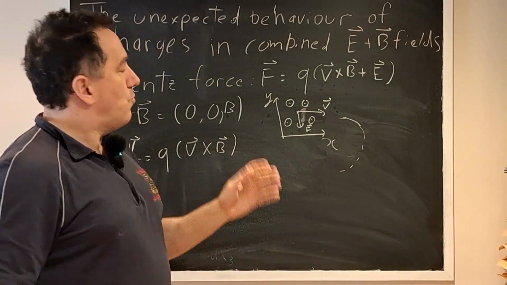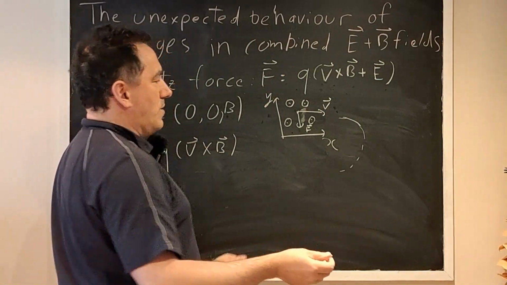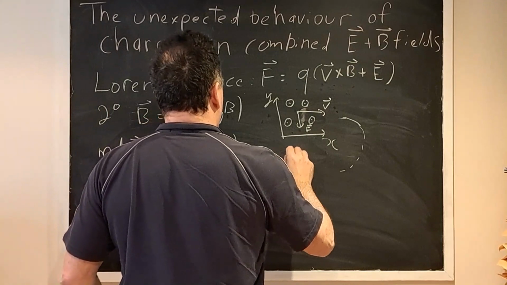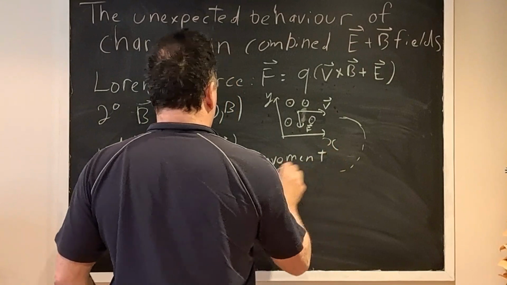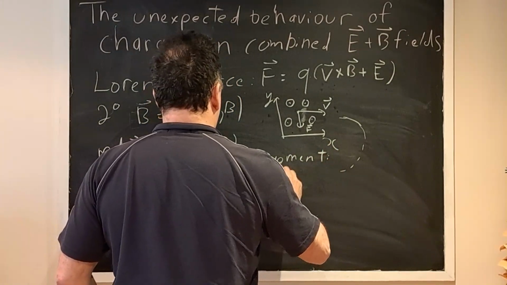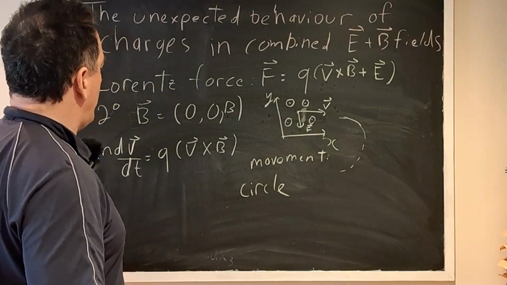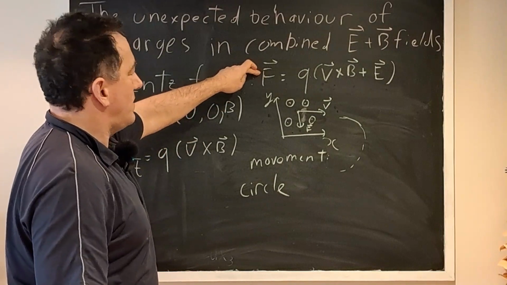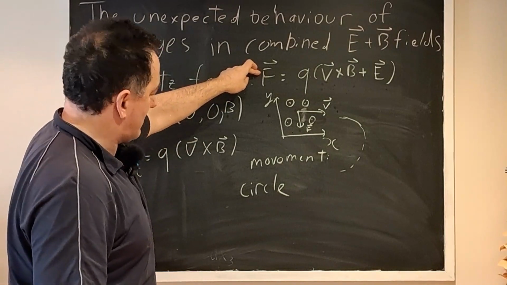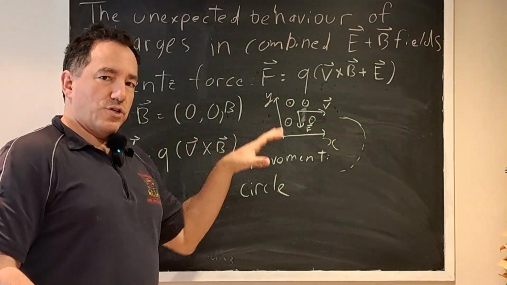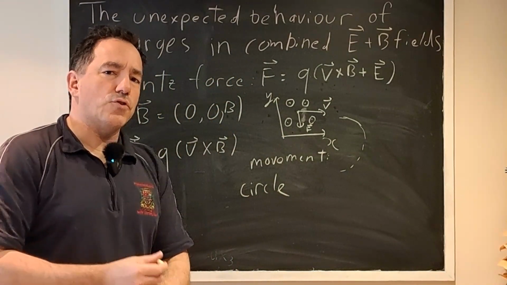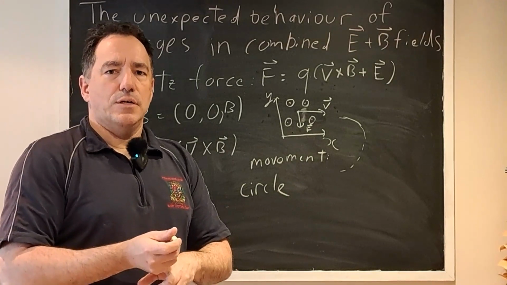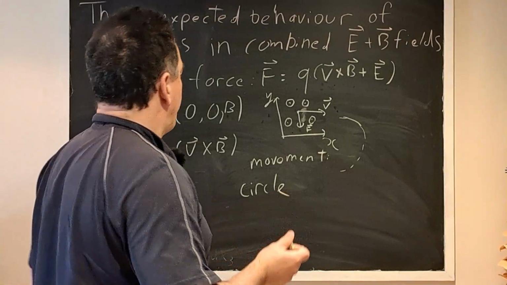So we know that the movement of this particle will be a circle. Now, if we have a circle, we know that the force here is equal to the centripetal acceleration times the mass. So we can use these equations to get two pieces of information. The first one will be the radius of the circle, and the second one will be the angular velocity, the angular speed along the circle.